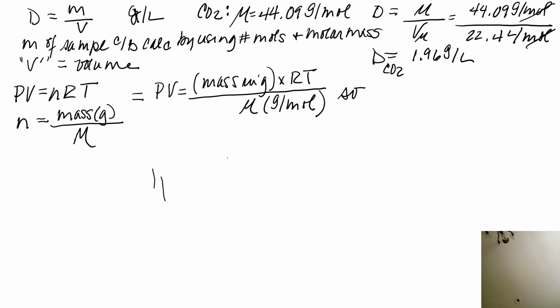so molar mass times P divided by RT equals mass in grams divided by volume, or density.